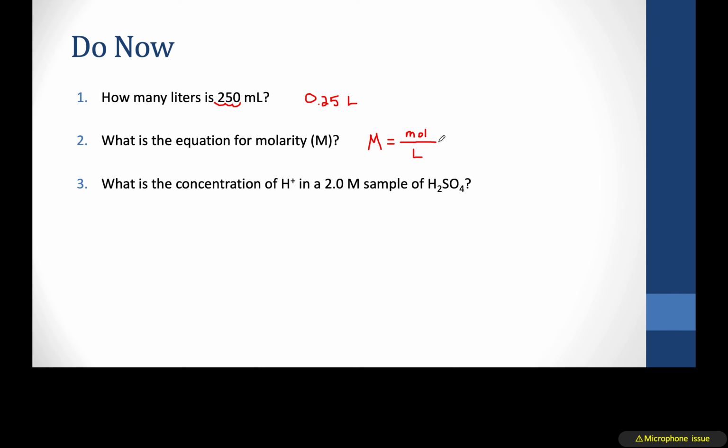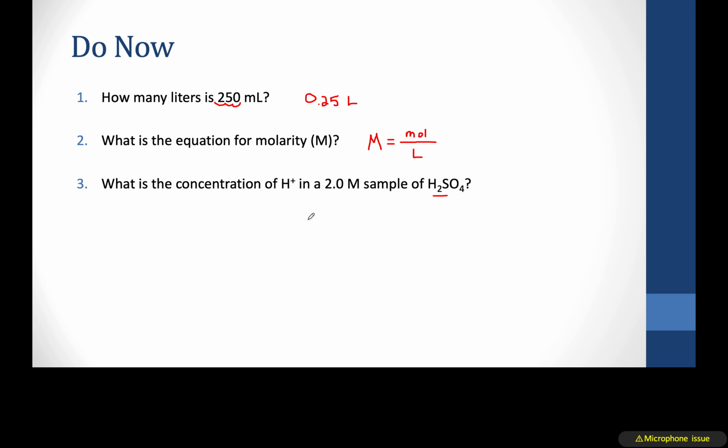This last one here: what is the concentration of H+, so hydrogen ions, in a 2 molar sample, meaning 2 moles per liter, of H2SO4? Now, for a simpler acid, it's always the same. It would be 2 molar. However, check this out. See how there's a 2 next to that H? That means for every mole of H2SO4, when it dissociates in water, you're actually going to get 2 moles of hydrogen. So it's a little tricky here.